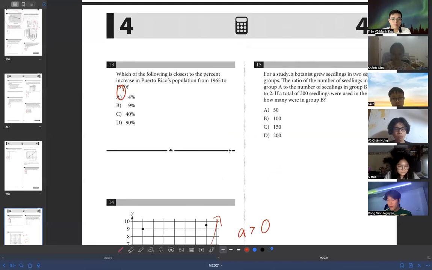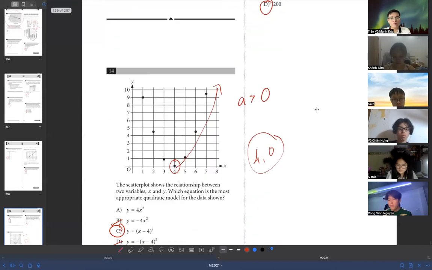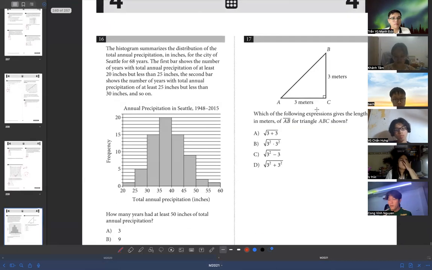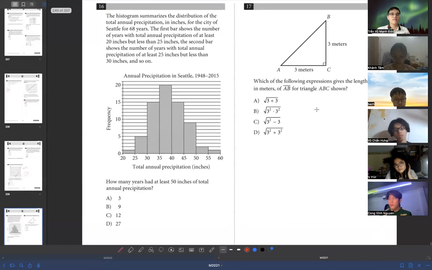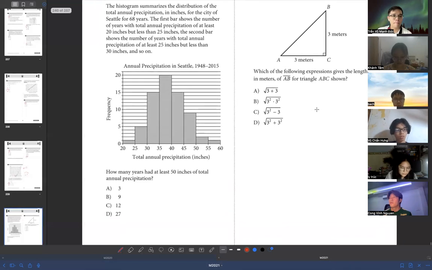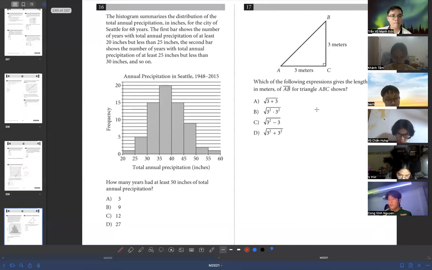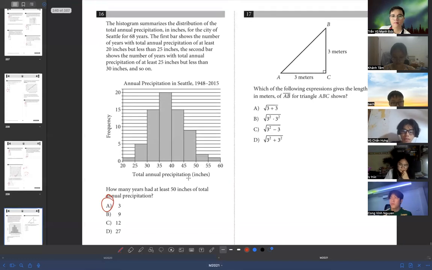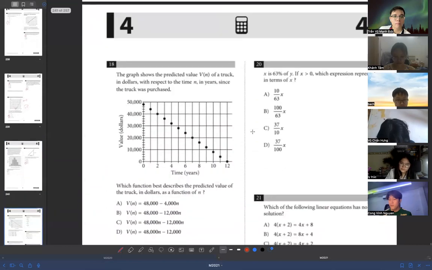15 is D. 15 is D. The total used, how many were in group B? Yeah, the ratio basically. 16. Okay. Next up is 16. A. 16 is A. 17. 17B. D. 18. 18A.